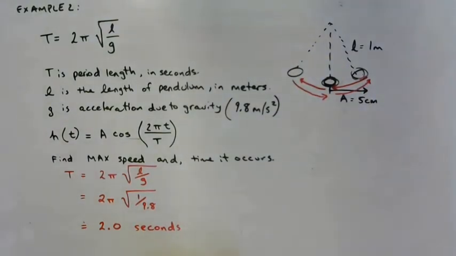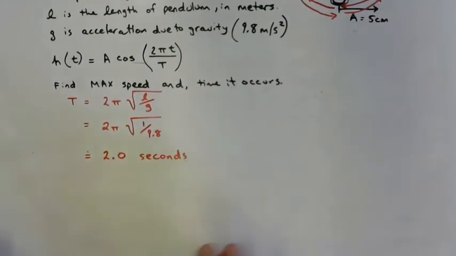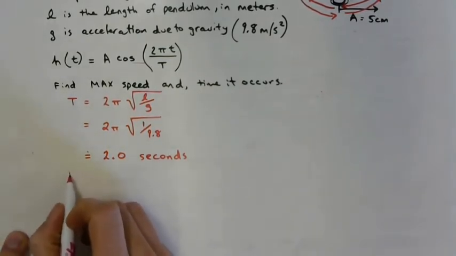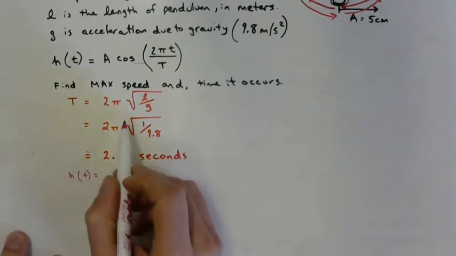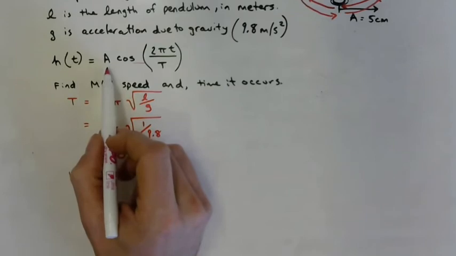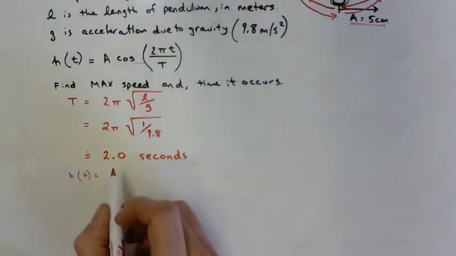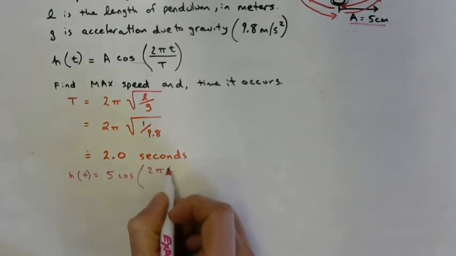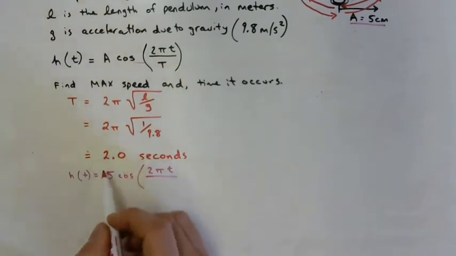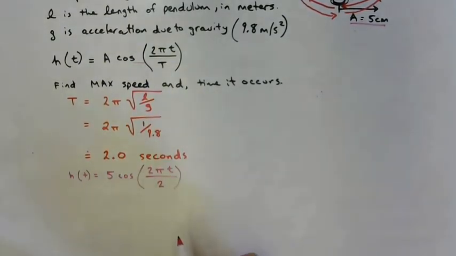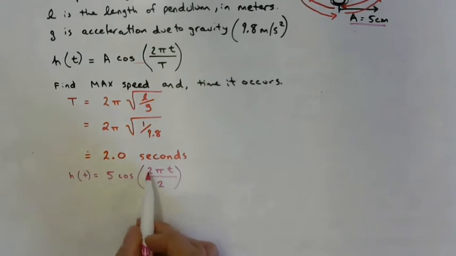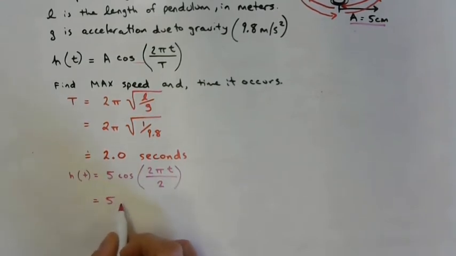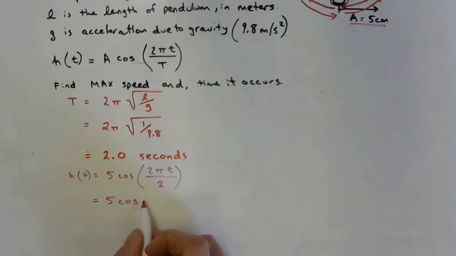Now that we have that, we can sub it into our equation for h of t. So h of t we have right here is a, which we know is 5 centimeters, times the cosine of 2 pi t in the numerator over our period length, which we said was 2 seconds. 2 in the numerator and the denominator cancel out, so we can reduce this to 5 times the cosine of pi t.